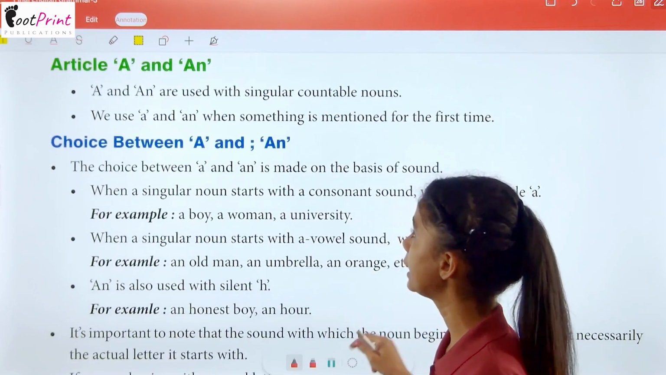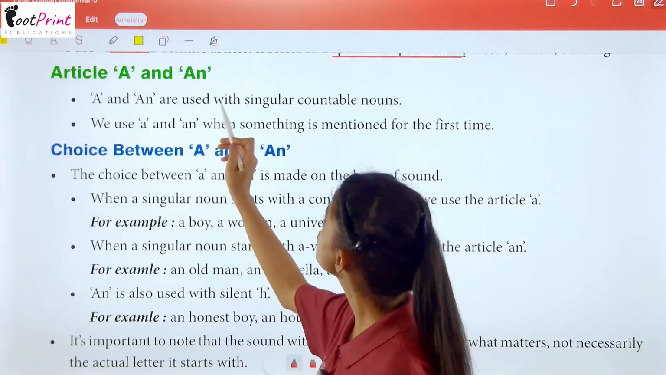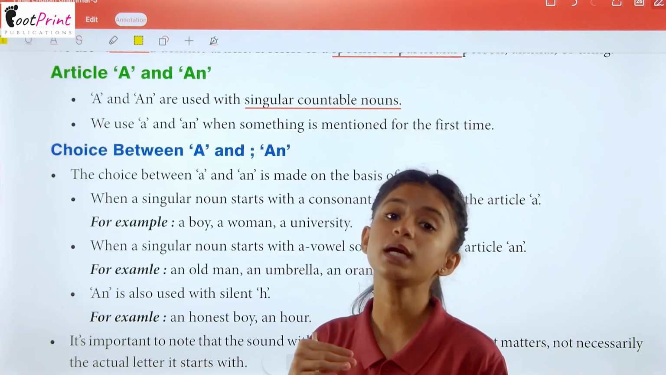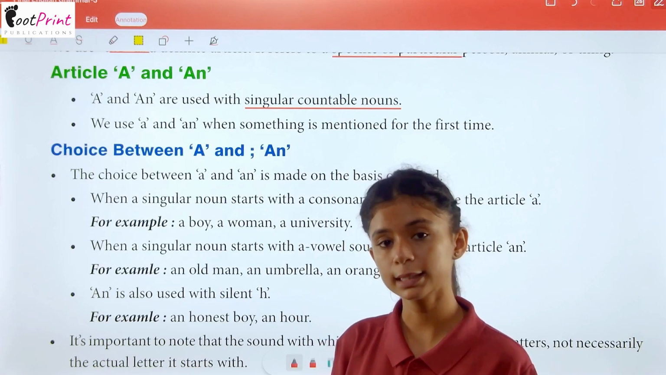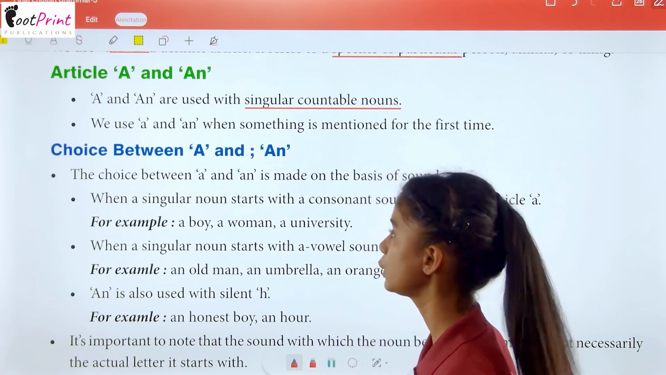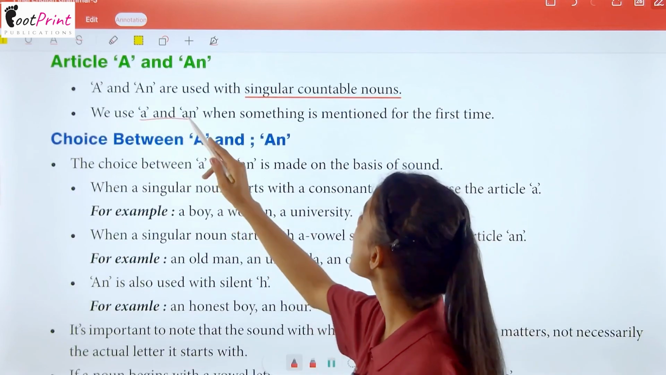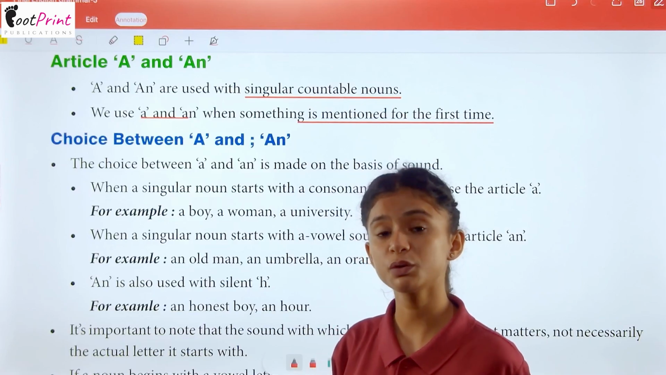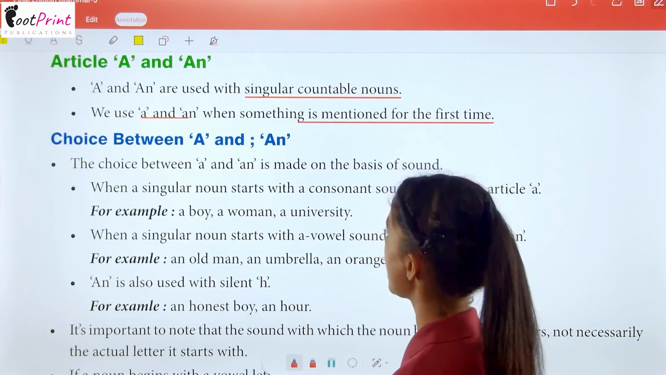Let's see a and an. They are used with singular countable nouns. Nouns that are singular and they can be counted. Anything that can be counted and is still in its singular form, its single unit. We use a and an when something is mentioned for the first time. When we are talking about something for the first time, we use a and an.